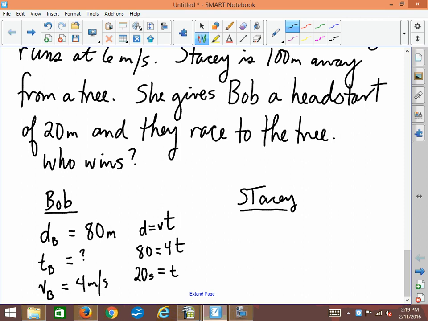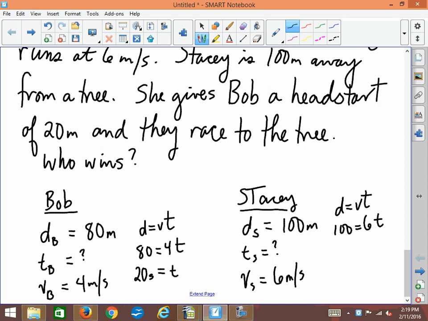And then I do the same thing for Stacy. And actually this question doesn't seem all that hard after all. Let's call this D for Stacy. She's going to run the full 100 meters. The time for Stacy is what we're after. And the speed for Stacy is 4 meters per second. No, 6 meters per second. So for her, D equals VT, and we've got 100 equals 6T. If I divide both sides by 6, 100 divided by 3 is 33.333, so if you divide by a 6, that's just another half of that. So it's about 16 and a half-ish, give or take. So we'll put 16.5-ish here, and that would be the time for her.